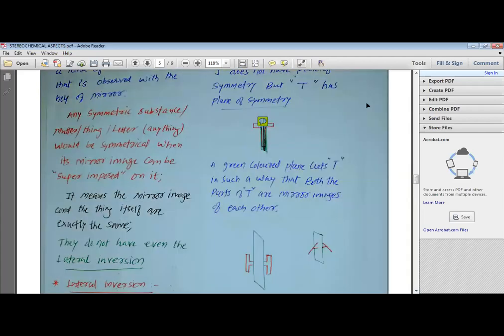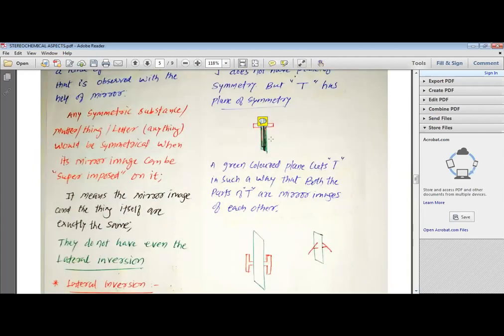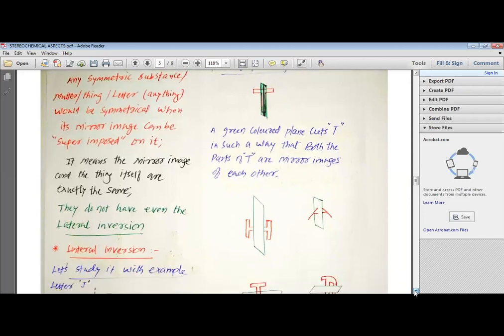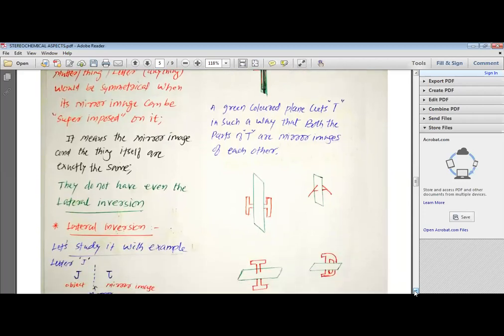This is what it is, the plane of symmetry. This green colored thing I have shown you is the plane of symmetry. This plane of symmetry cuts T into two equal parts, and both parts are the mirror image of each other. If you cannot understand with the help of T, I have a few more examples to give you.